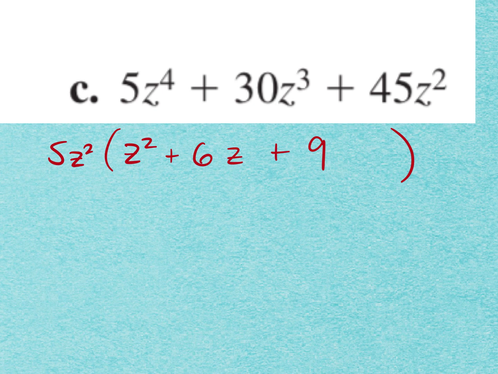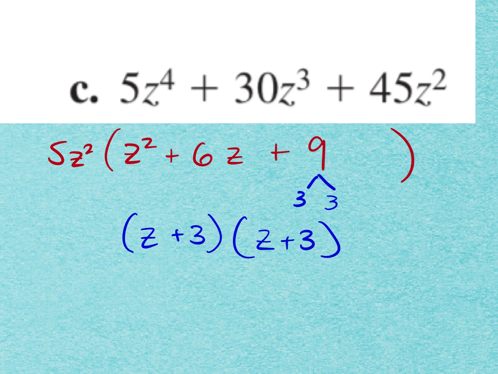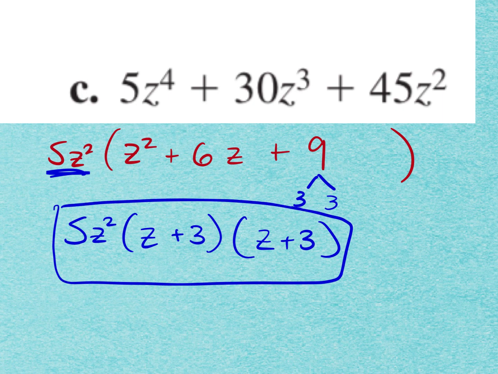Now we can factor this normally. What are two factors of 9 that add to 6? 3 and 3. So we have z plus 3 and z plus 3. And don't forget about our GCF that we took out in the beginning. So 5z squared times z plus 3 times z plus 3. Or you could say z plus 3 squared because we have two of them.